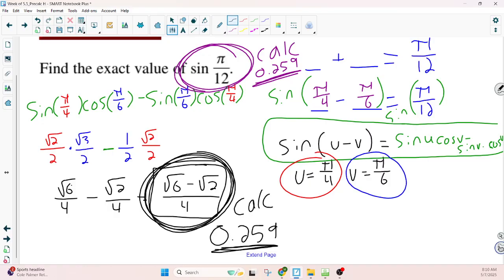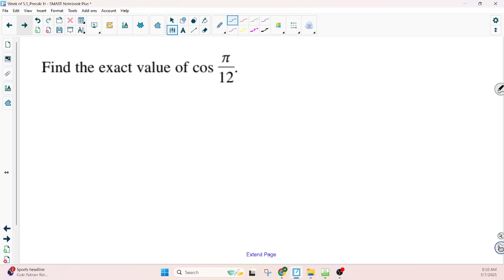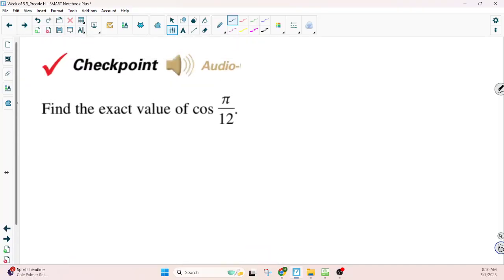So on your paper, hopefully, you have a checkpoint. Could you please try that? Notice that on your formula sheet, you may have different variables than u's and v's. You may have a's and b's, and that's okay. The textbook uses u's and v's, and the packet that we've been following uses a's and b's. So pause the video and give this a try.